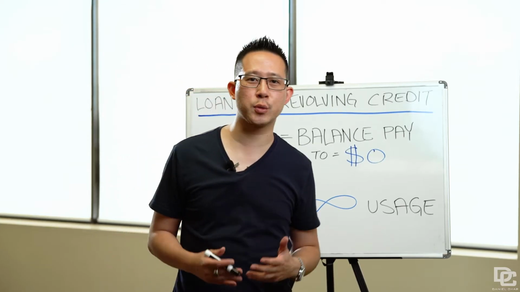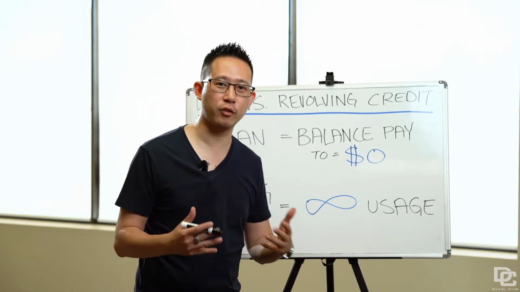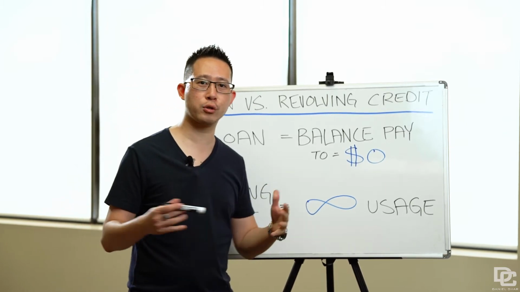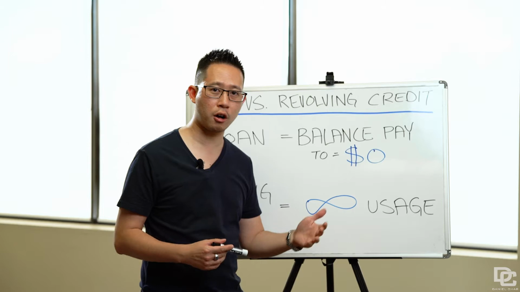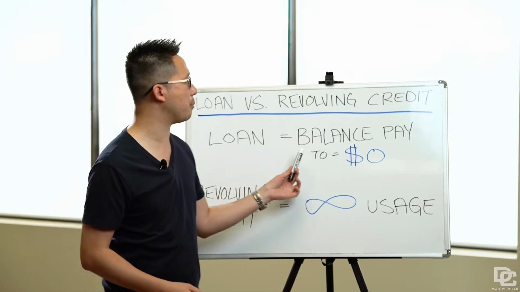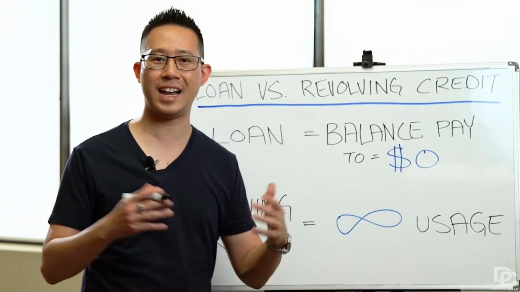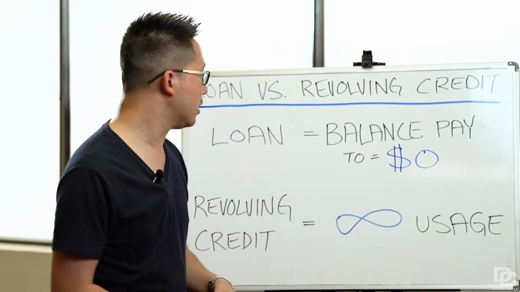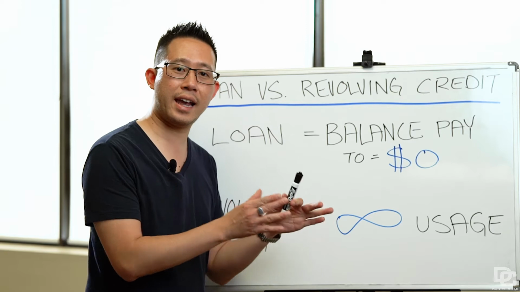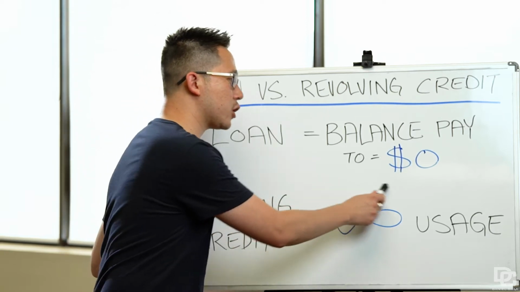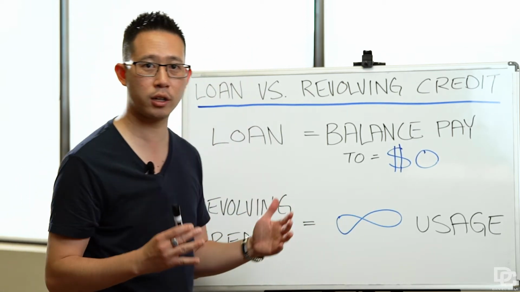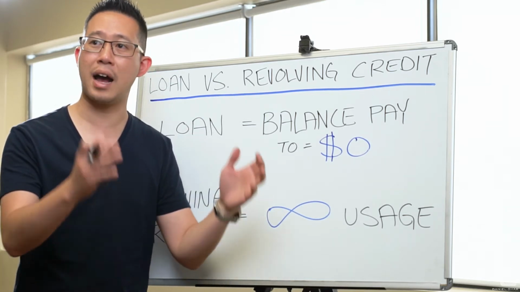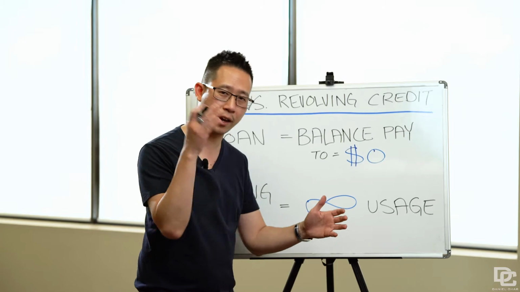Alright, so what's the difference between a loan and revolving credit? Well, a loan is something that you're going to borrow money for, usually a very large purchase, like a car or a house, and you have to pay the balance down to zero in any given amount of time. It could be 48 months, it could be over 30 years. So eventually, by the end of the term, you have to reach a zero balance. That's what a loan is. I'm borrowing money for a large purchase, but at the end of the term, I have to have a zero balance. I have to pay it off.